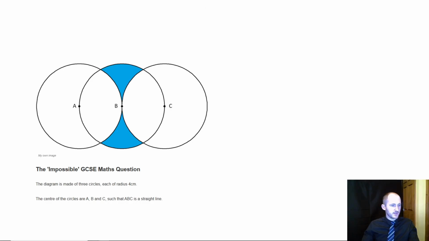And then all you have to do is work out the area of the two shaded regions.